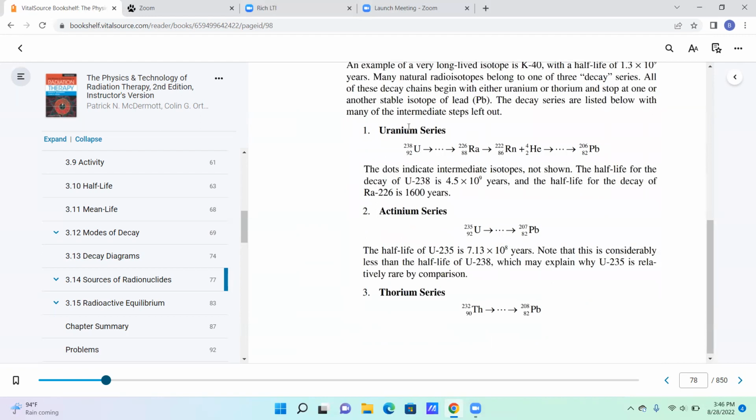So you've got a series here, the uranium series. You can see some of the parts of it. You've got the actinium series, where you can see the beginning and the end points here. You've got the thorium series, where again you see the beginning and the end.